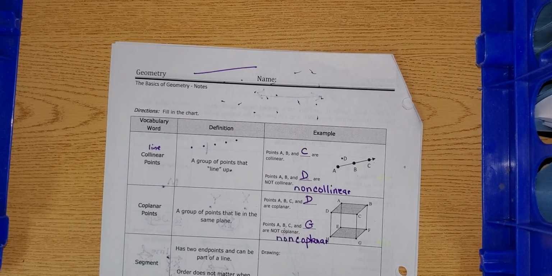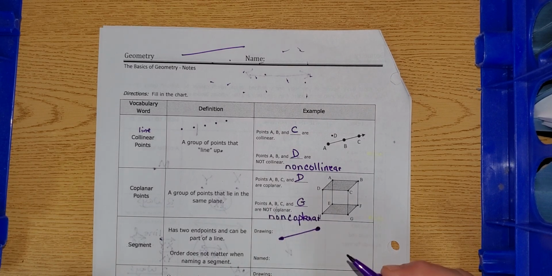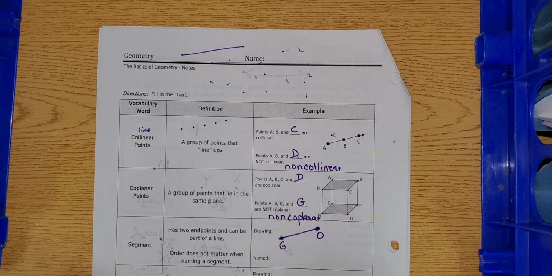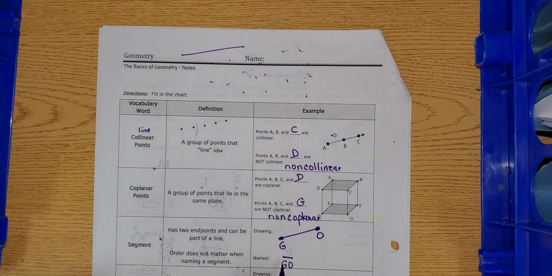Okay, so a segment is simple. It has endpoints. Okay, like this is segment GO. So the way you name it is just to say GO, and you put the segment symbol over it. You can put little endpoints on it, or you can just leave it like this.